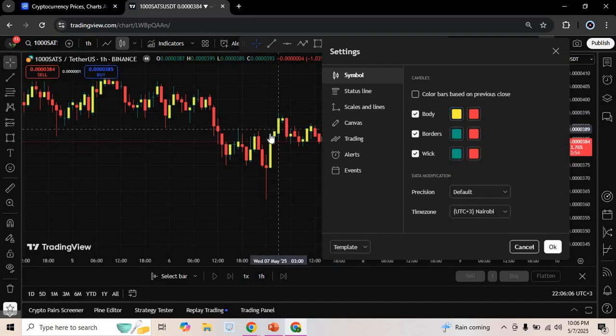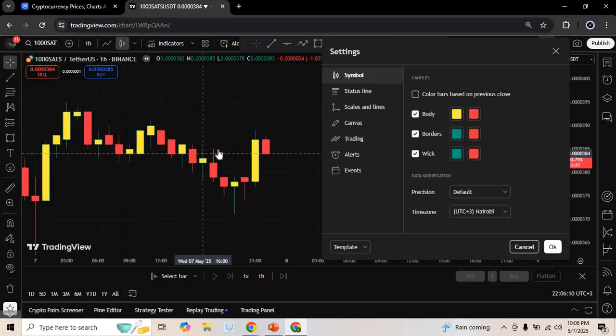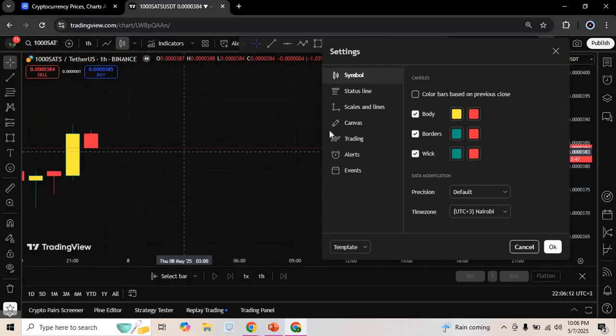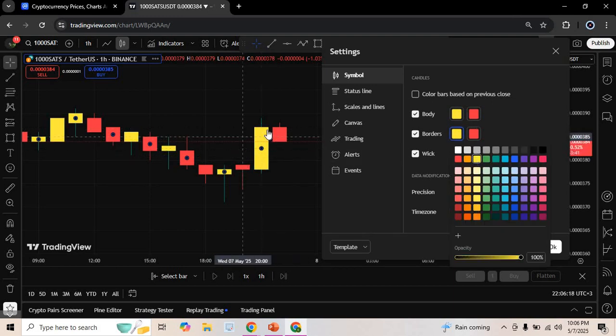If I zoom out, you'll notice only the body is in yellow, but the borders are still in green. The borders right here are still in green. So if I want to change that to also yellow, I do that. Now my borders are now in yellow, but my wicks are still in green.